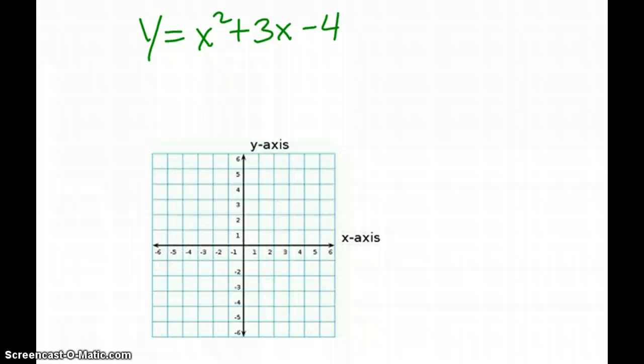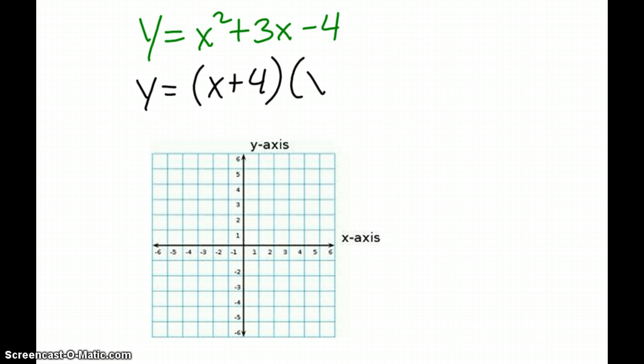Our next problem is going to take just a small step here. We're going to start with an equation in standard form, y equals x squared plus 3x minus 4. And I'd like you to graph this using intercepts as well. And so right now I don't have my nice factored form. However, x squared plus 3x minus 4 is factorable. So you'll have to take that and write it as (x plus 4) times (x minus 1), because 4 and negative 1 add to 3, and 4 times negative 1 is negative 4.